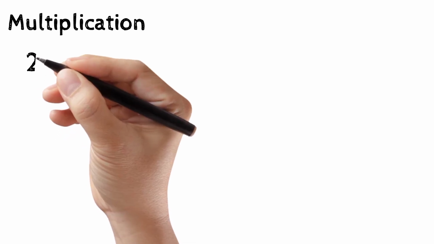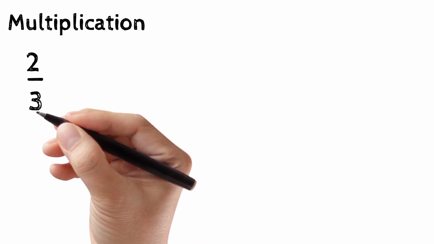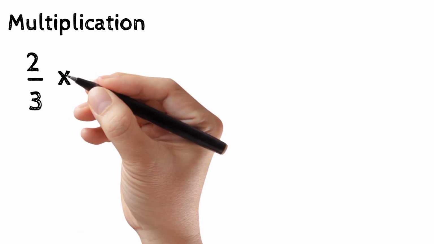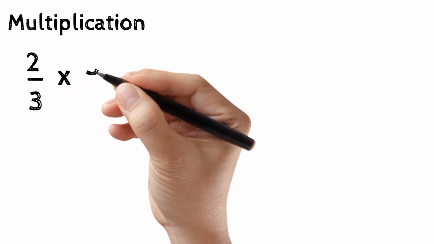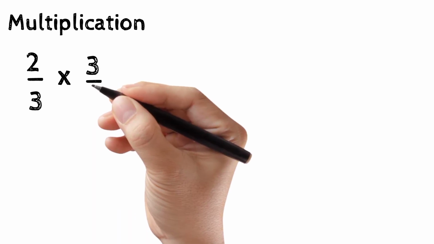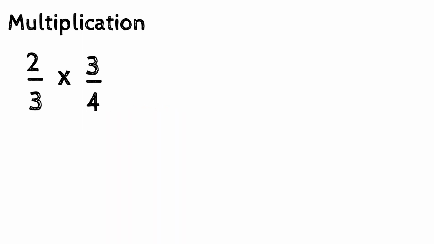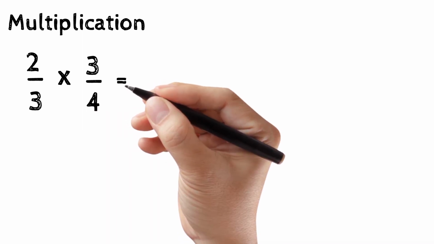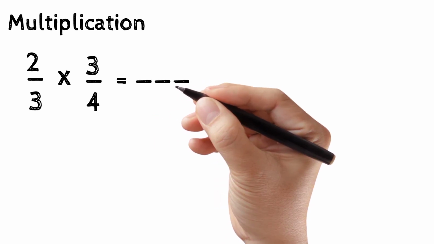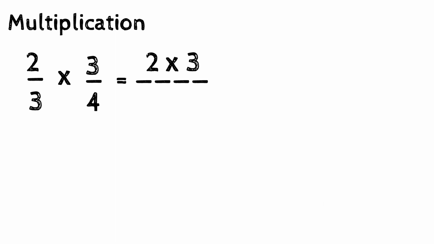Now, how can we multiply the fractions? Starting with simple fractions, 2 over 3, then multiplied by 3 over 4. So this is equal to, in multiplication, we multiply numerators by numerators and denominators by denominators. So 2 times 3, then over 3 times 4.